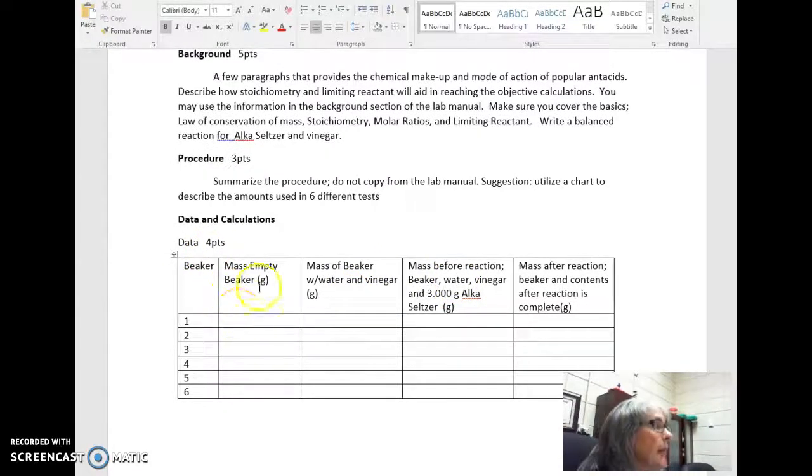We're going to have the mass of the empty beaker in this column and the mass of the beaker with the water and vinegar in this column. This column is the mass before the reaction. It should have the mass of the beaker, water, vinegar, and 3 grams of Alka Seltzer. So what you end up doing is taking the numbers in this column and adding 3 grams. That'll be the mass before the reaction. The mass after the reaction is the mass that you took after the bubbling stopped.